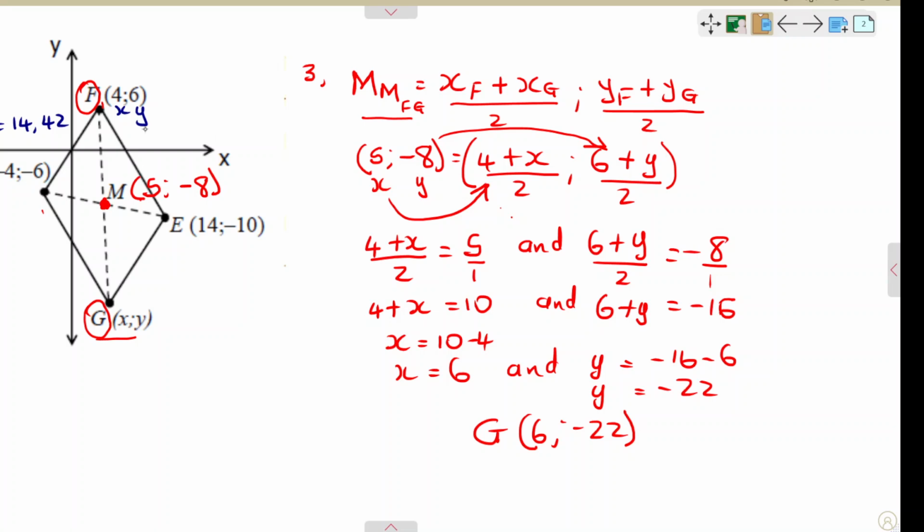So if you know the midpoint of a line, you can use the equation of a midpoint to find the unknown coordinates of a point on that line. So this is how we calculated the coordinates of G through the midpoint formula. Pause your video and try to follow and check if you understand what we did here. Now we'll move on to question number 4.